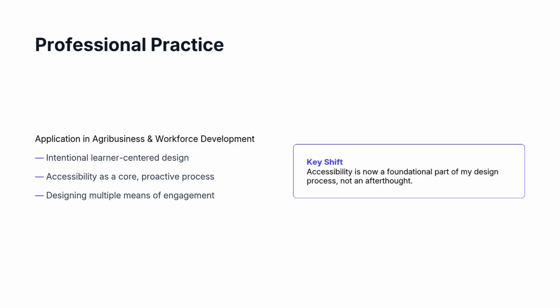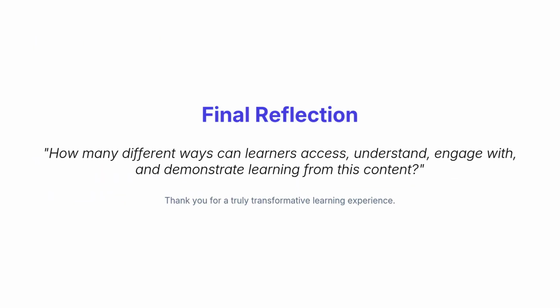Overall, this course will have a direct impact on my professional work as someone who designs learning experiences through agronomy, my startup, and workforce development programs. I now think more intentionally about accessibility from the beginning of the design process. I think more carefully about learners' needs, multiple means of engagement, alternative ways of assessing content, and inclusive learning experiences. Accessibility is no longer something I consider after a course is built. It is now something I think about during planning, development, and evaluation.